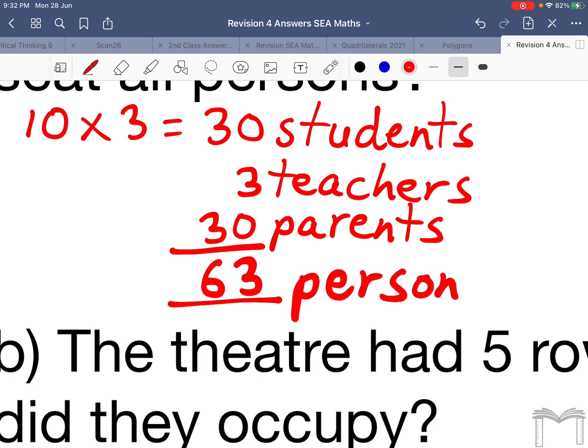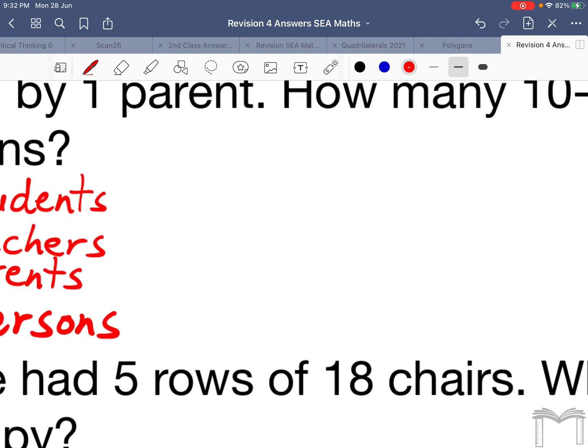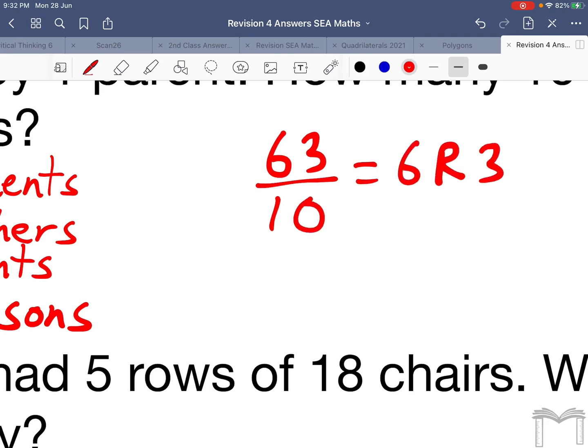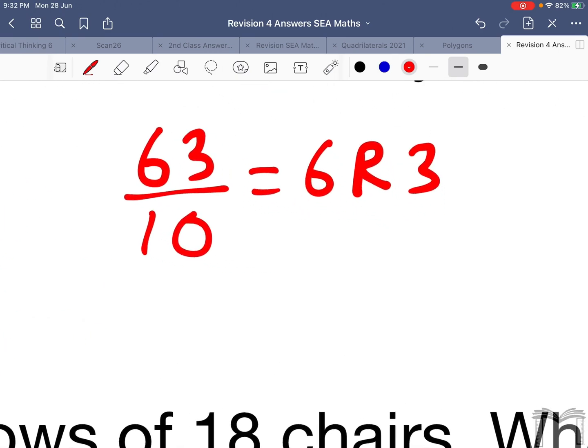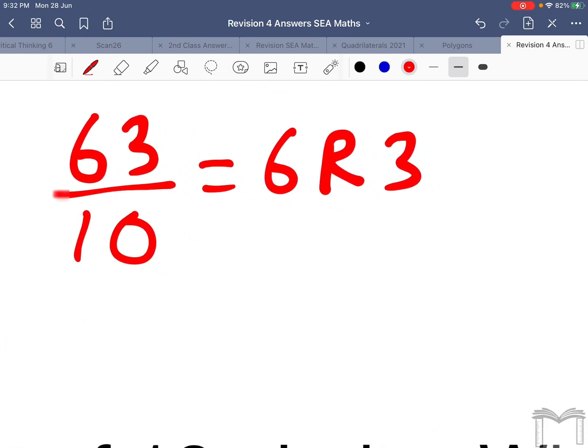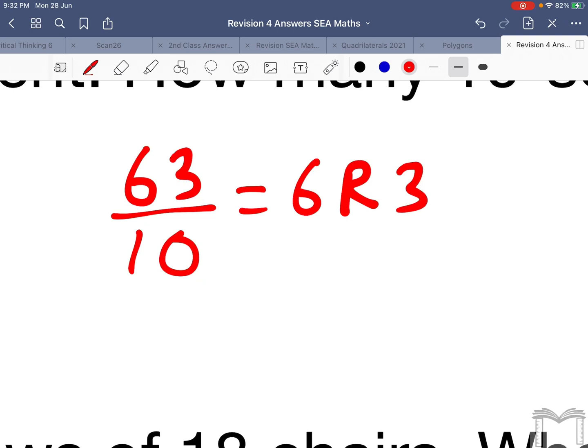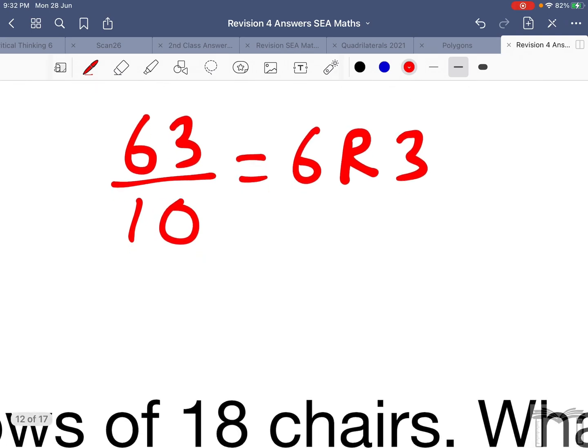Each maxi holds 10 persons. So we can divide by 10. 10 into 63 will give us 6, remainder 3. So do we use 6 maxis or do we use more? Well, we can't simply leave the 3 persons at home or at school. So we must use an additional maxi. So we round up. So that will be 7 maxis or 7 maxi taxis.